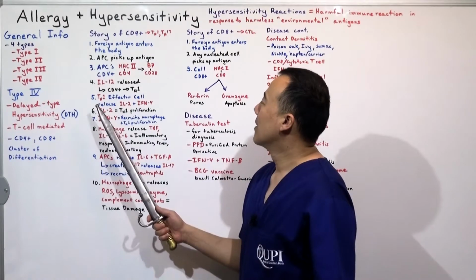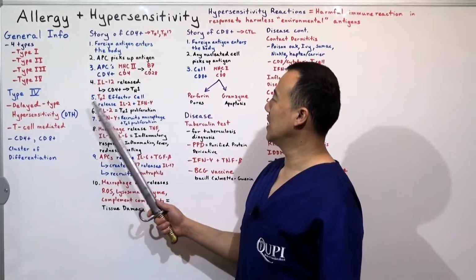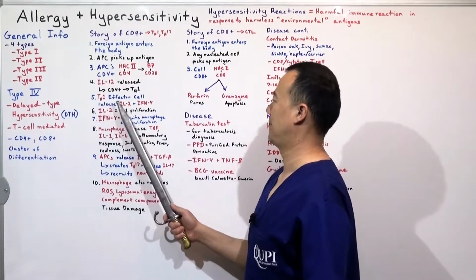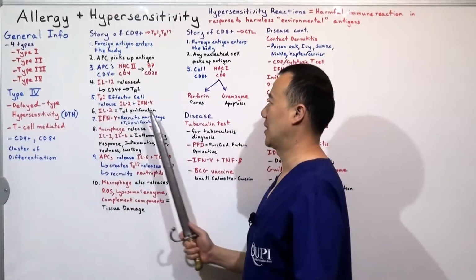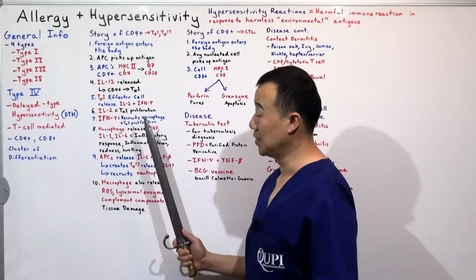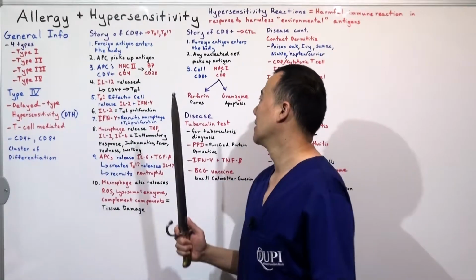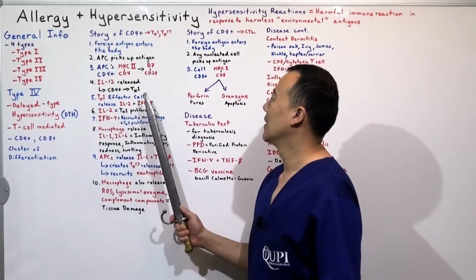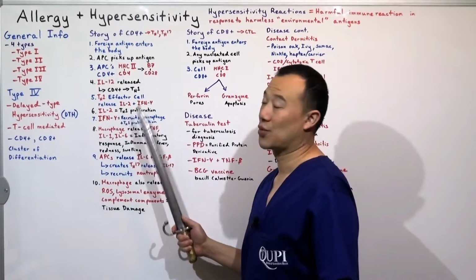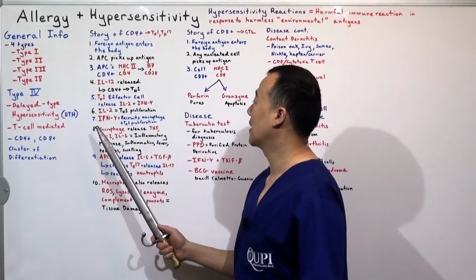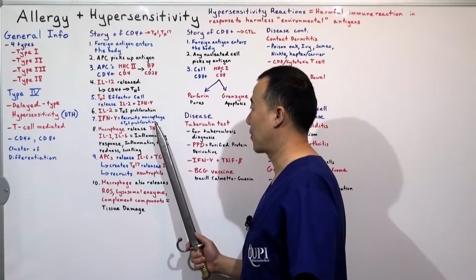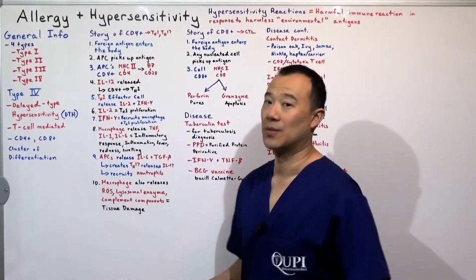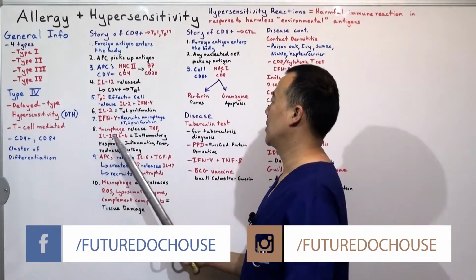Simple. Now we have a TH1 helper cell. Oh, sorry, effector cell. Now it's an effector cell, and this effector cell can release things like interleukin 2 and IFN gamma. These cytokines, interleukin 2, increases the TH1 proliferation, and the IFN gamma recruits the macrophages. Macrophages come into the picture, as well as helps TH1 proliferation. Macrophages coming to the scene now.